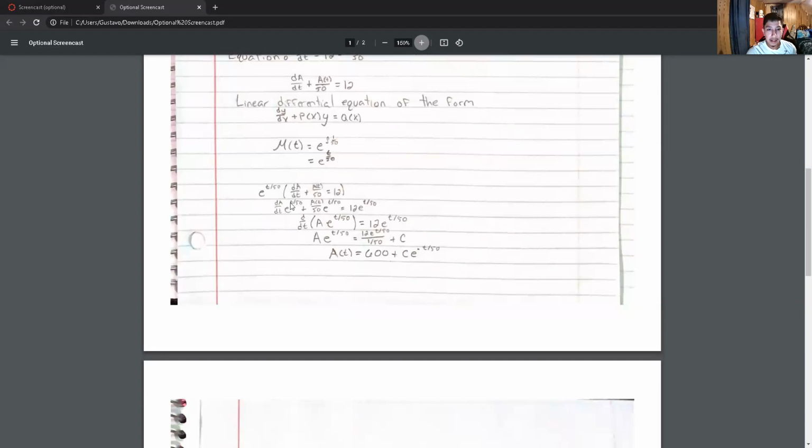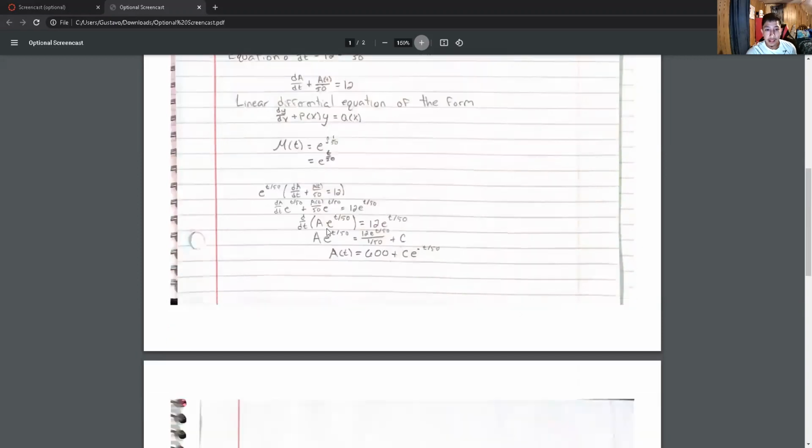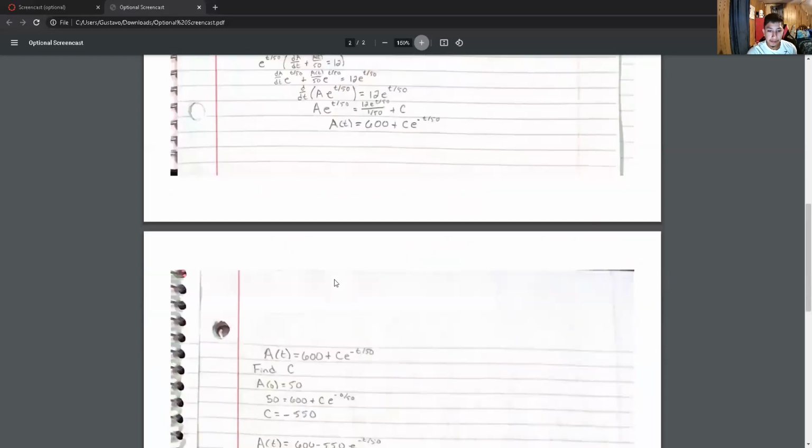Now the left-hand side is the exact same thing as the product rule of the derivative. So this is d over dt of A times e to the t over 50, equal to 12 times e to the t over 50. We take the integral of both sides, which gives us A times e to the t over 50 equal to 12 e to the t over 50 over 1 over 50, plus c. Now we divide the right-hand side by e to the t over 50, which leaves A of t equal to 600 plus c times e to the negative t over 50.